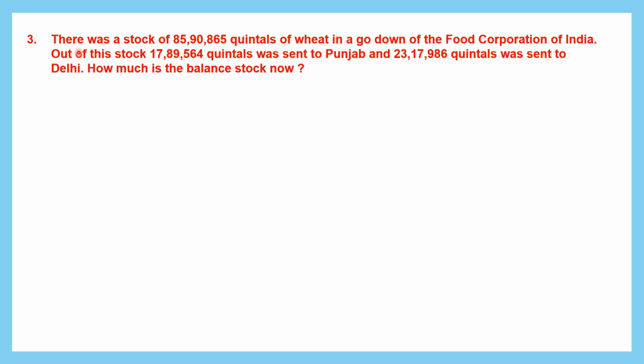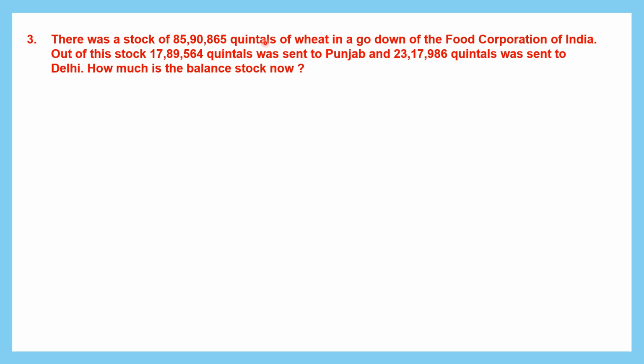Question 3. There was a stock of 85 lakh 90,865 quintals of wheat. Now how much is 1 quintal? 1 quintal is 100 kgs. So much of wheat was there in a godown.